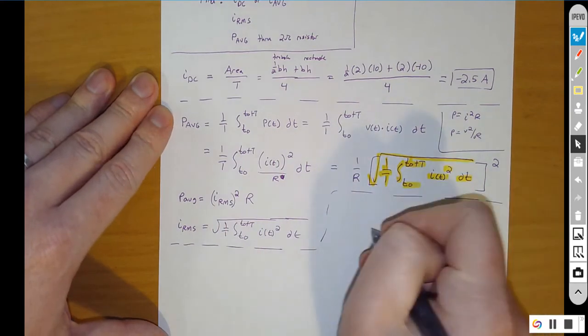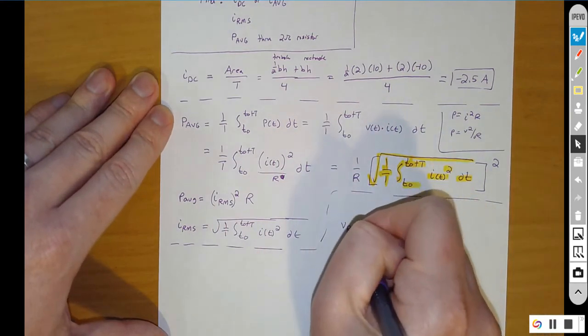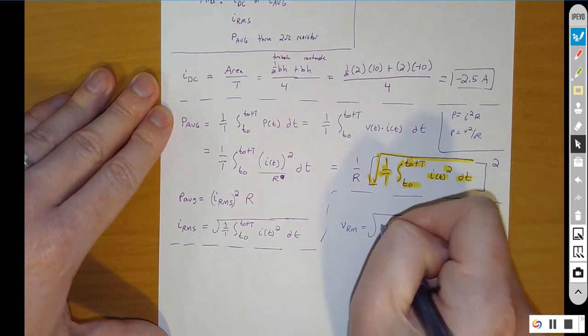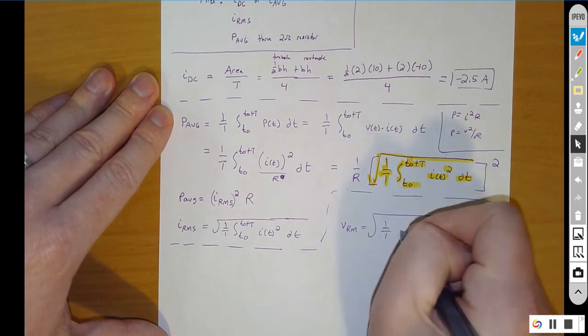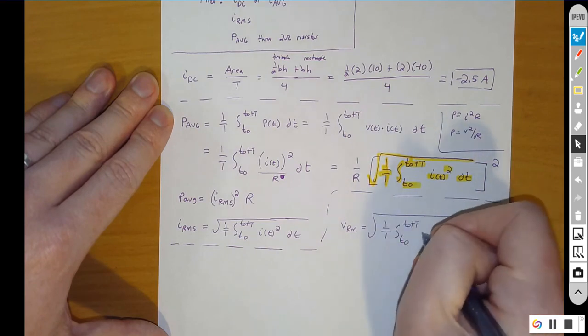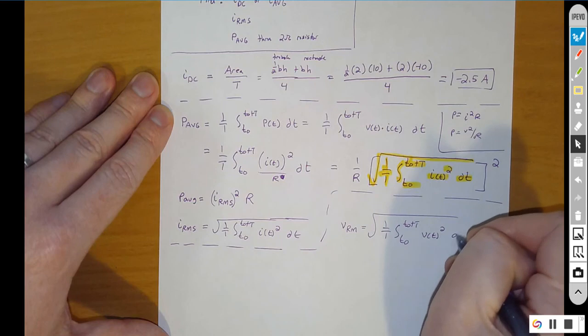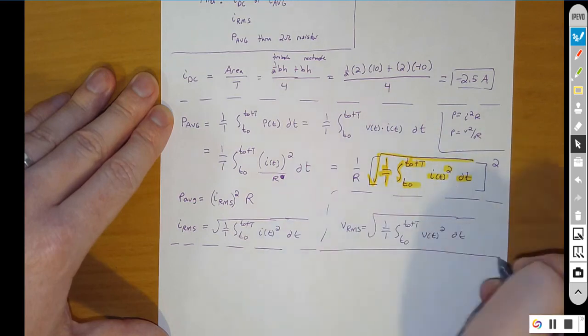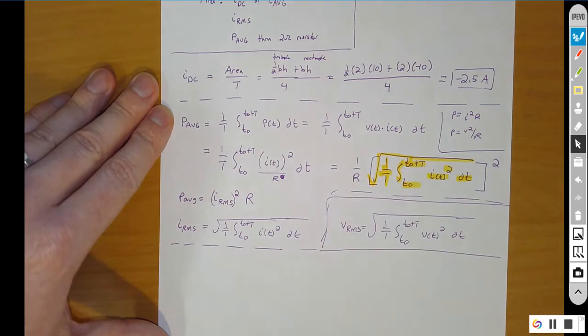Oh, I guess in case you're curious, V_RMS looks basically the same. Square root of 1 over T, integral from T naught to T naught plus T, of V of t quantity squared dt. So V_RMS will look basically the same. So you'll need both of those.